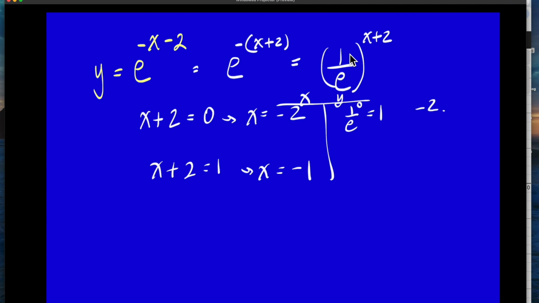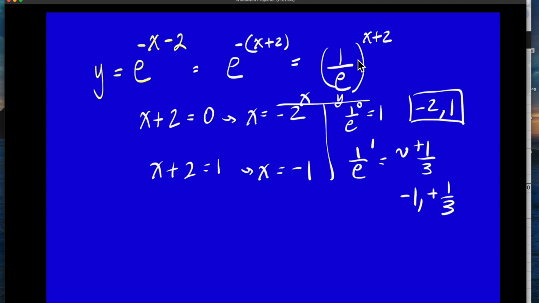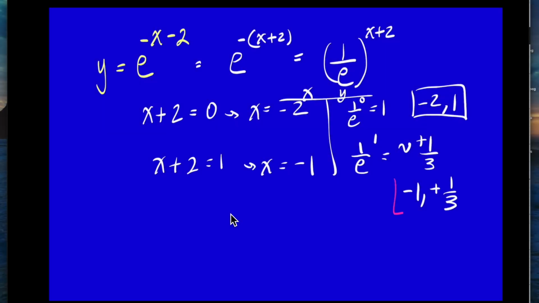So our first point is going to be negative 2 comma 1. Next, we're going to plug in negative 1 into the original function. We're going to get 1 over e to the first power, which is going to be about 1/3, positive. So our second point is going to be negative 1 comma 1/3. Now that we have 2 points and we know the intuition, we could go ahead and sketch the graph. I should have mentioned that this graph has a horizontal asymptote at y equals 0.